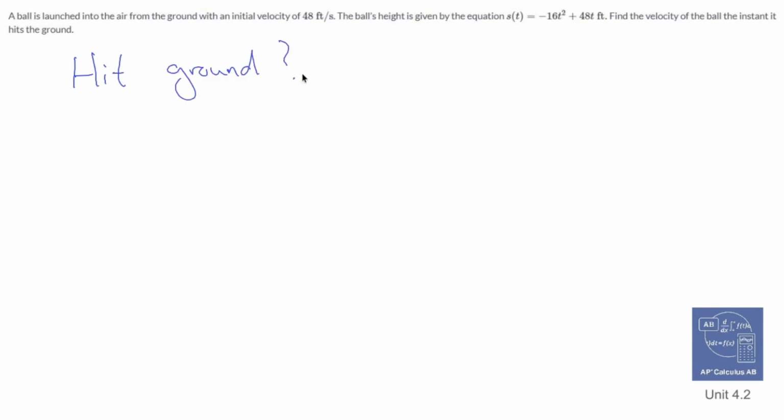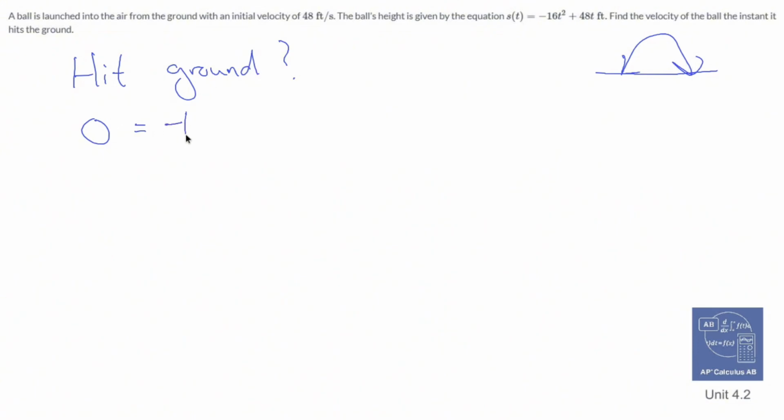Okay? So I'm going to take the position function and know that this has to do with height. I know this is a parabola that's going to look like this. I'm going to set this equal to 0, because setting it equal to 0 means that I'm on the ground. My height is 0, and s of t represents the height here. So it hits the ground when s of t equals 0.